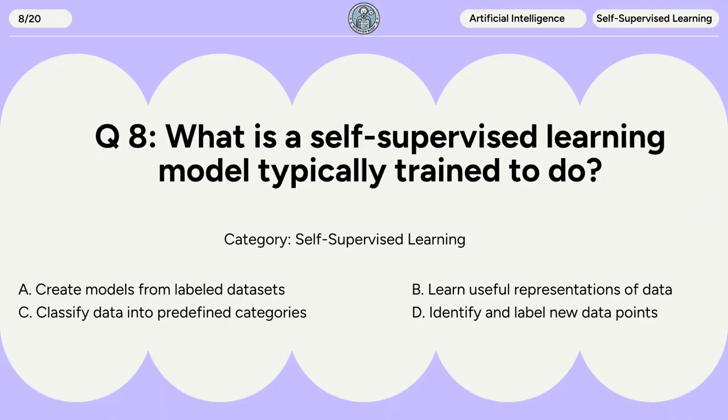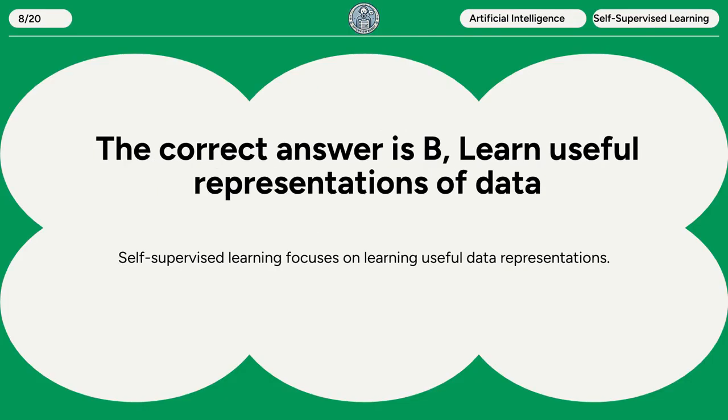Question 8. What is a self-supervised learning model typically trained to do? A. Create models from labeled datasets. B. Learn useful representations of data. C. Classify data into predefined categories. D. Identify and label new data points. The correct answer is B. Learn useful representations of data. Self-supervised learning focuses on learning useful data representations.